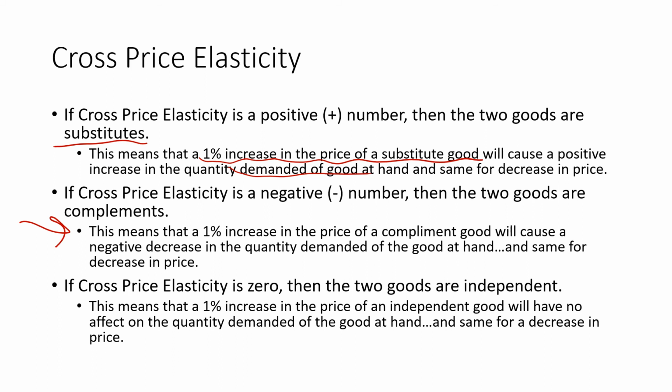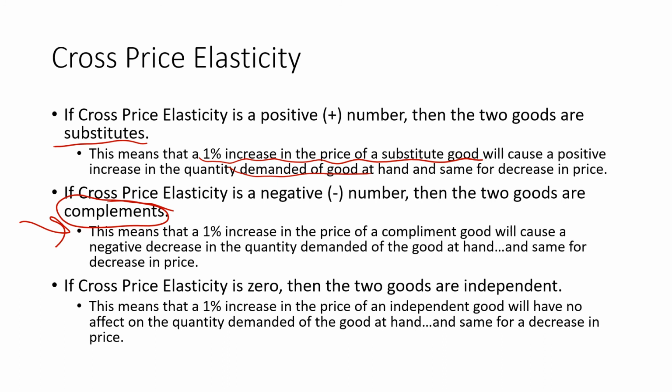If the cross price elasticity is a negative number, then the two goods are complements, which means that a 1% increase in the price of the complement good will cause a decrease in the quantity demanded for the good at hand. Same goes vice versa: a 1% decrease in the price of a complement good will cause an increase in the quantity demanded of the good at hand. So that's the effect that complements have on cross-price elasticity.